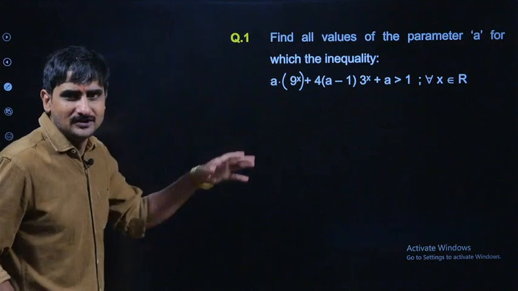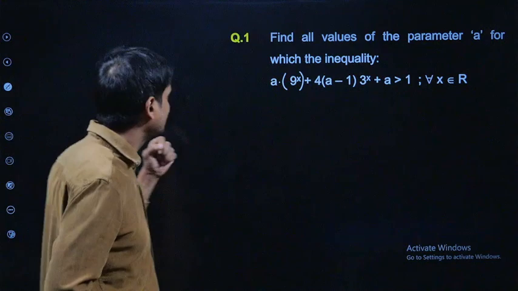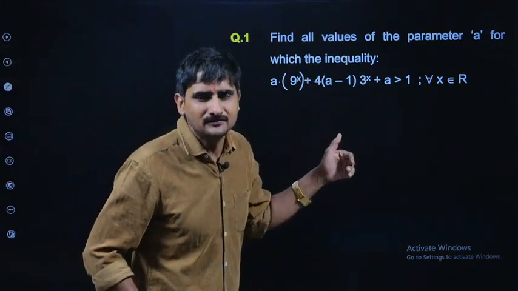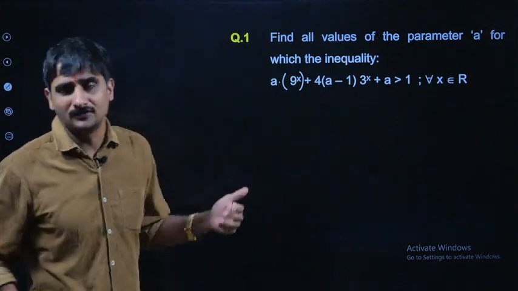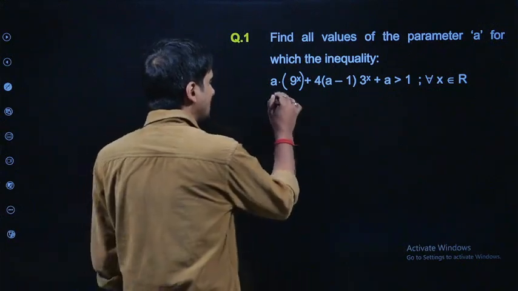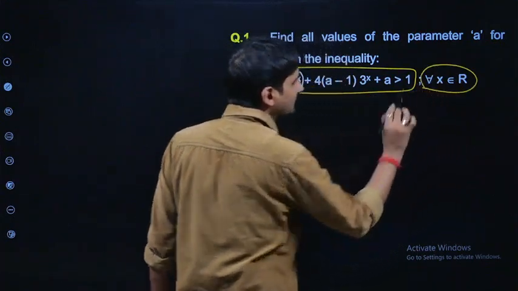So that's the question from quadratic equation or theory of equations for you today. See, we have to find all the values of an unknown involved in this inequality such that this inequality holds true for all x belonging to R.